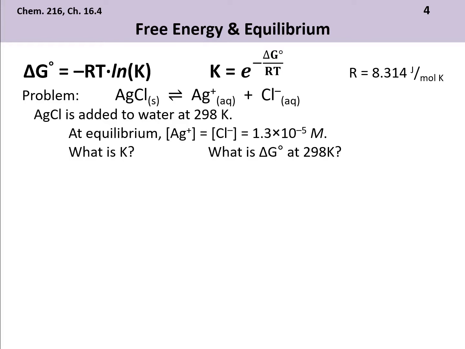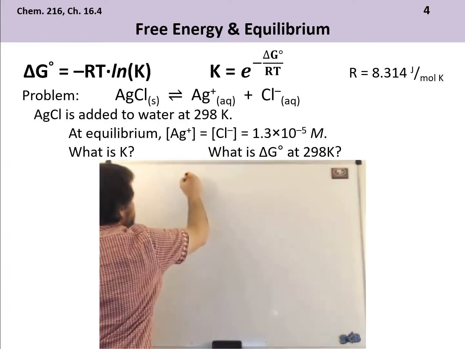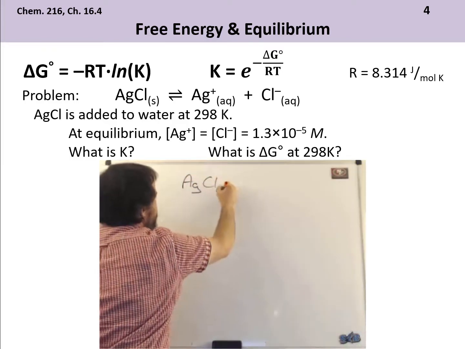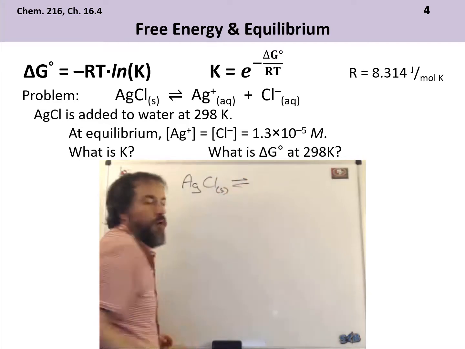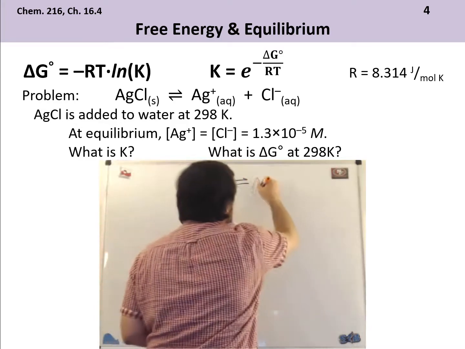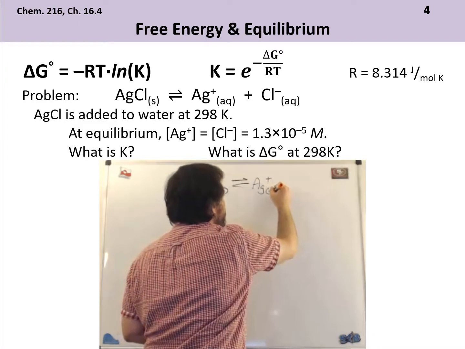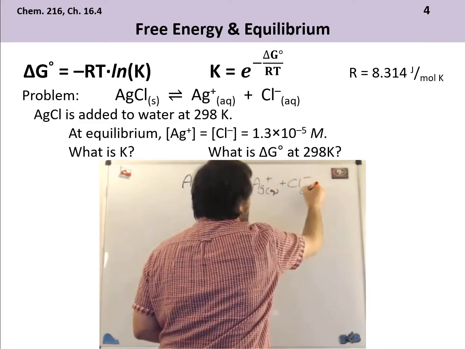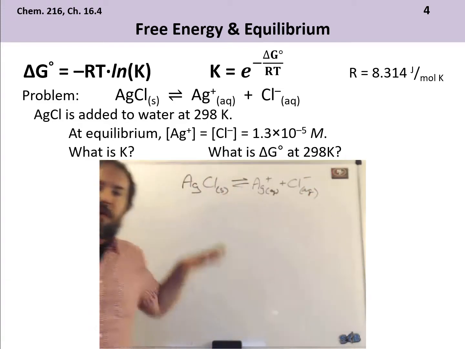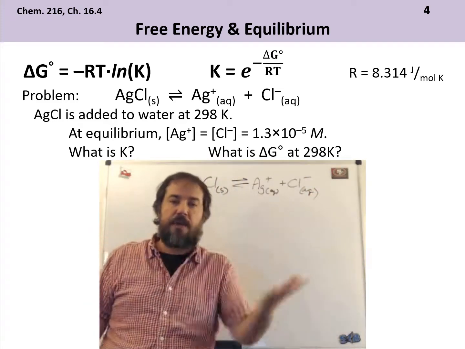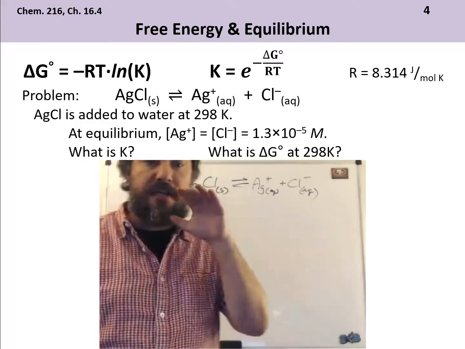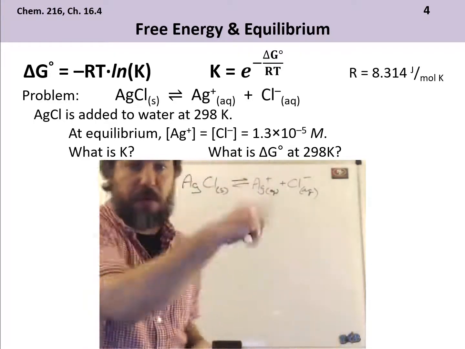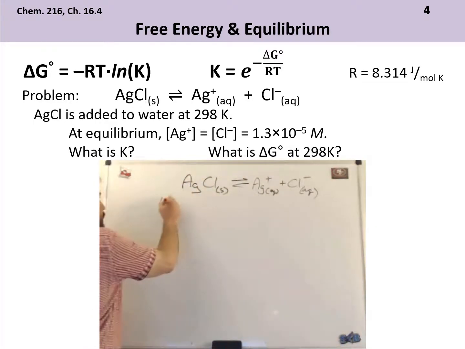And we're asked what K is, and we're also asked what delta G is. All right, so let's put this on the board. AgCl solid goes to form Ag+ and Cl-. Now, we don't have to do an ICE chart because ICE charts are used to figure out equilibrium concentrations. But we're already given equilibrium concentrations, right?